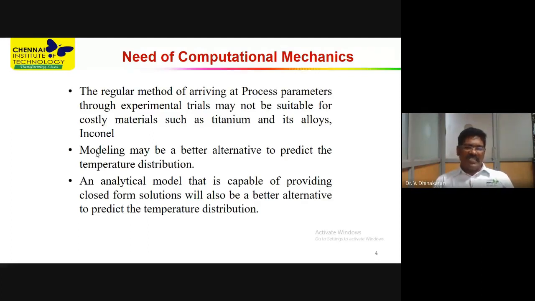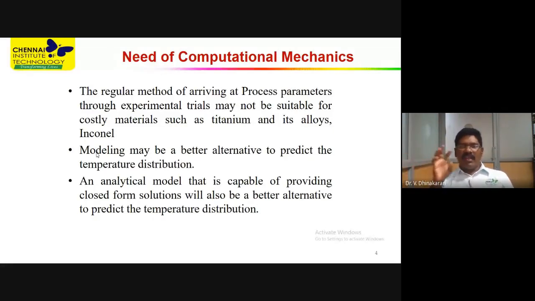The regular method of arriving at the process parameters, as might have been followed in the earlier days, is this: when you want to design a component, the component must be designed, and upon testing, if it is found that the component is not satisfying the purpose, then you have to throw out the component and modify the design. Then again, you have to produce the component, then go for testing.